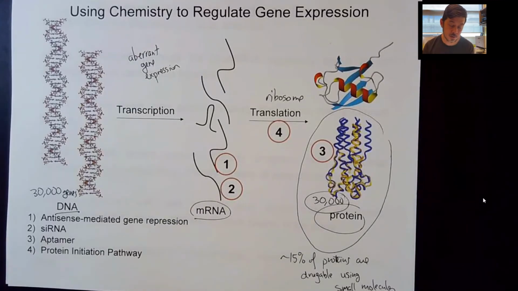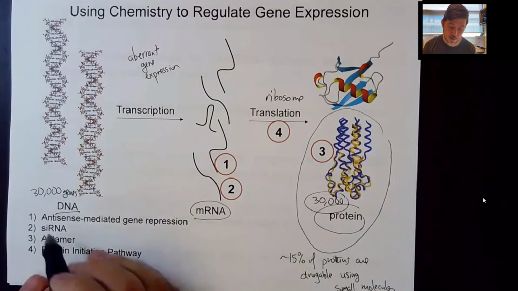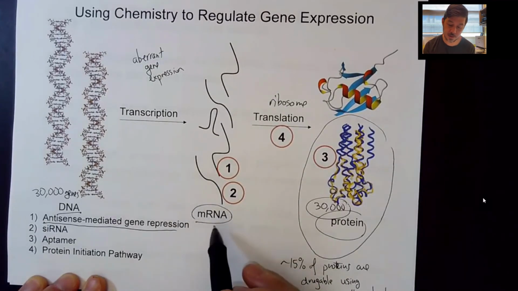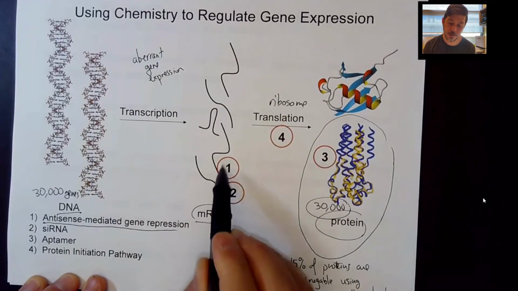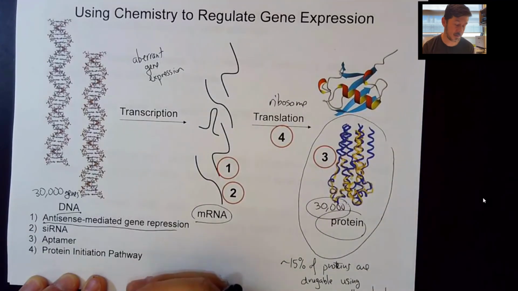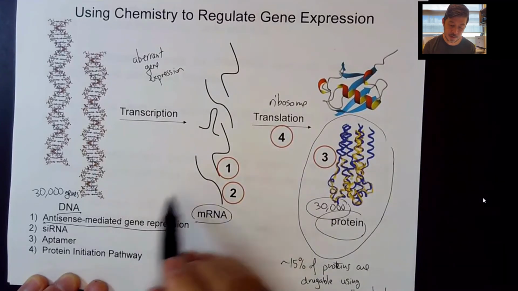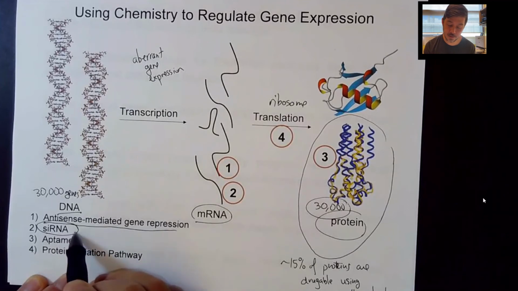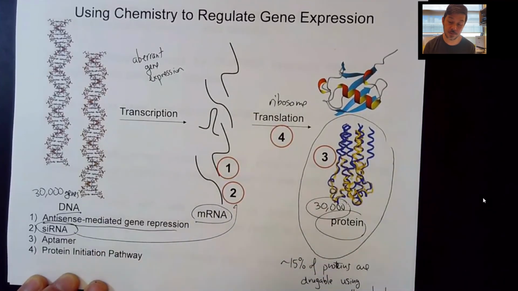So oligonucleotides actually have the potential to target not the protein itself, but different areas before the protein's made. So one area that we'll look at is called antisense mediated gene repression. And what it does is it targets the messenger RNA before it's translated. So you can think of this as a preventative type of way to remove the protein from the cell. Another way that we'll talk about next also is short interfering RNA, and this also targets the messenger RNA before it is made.